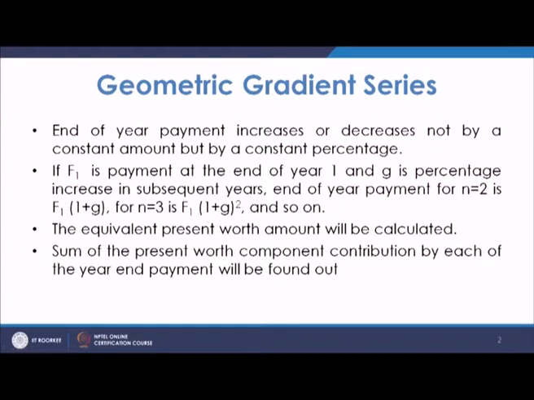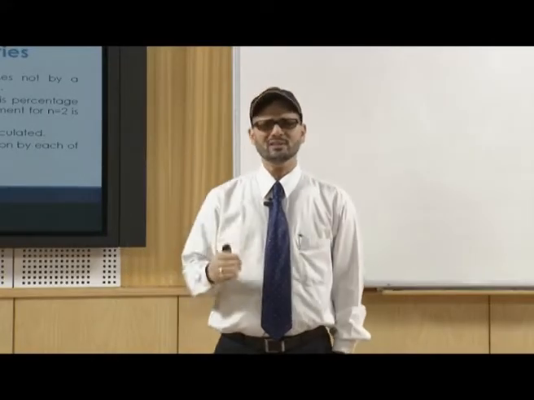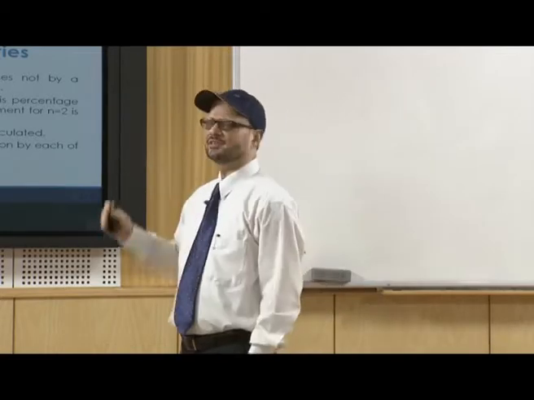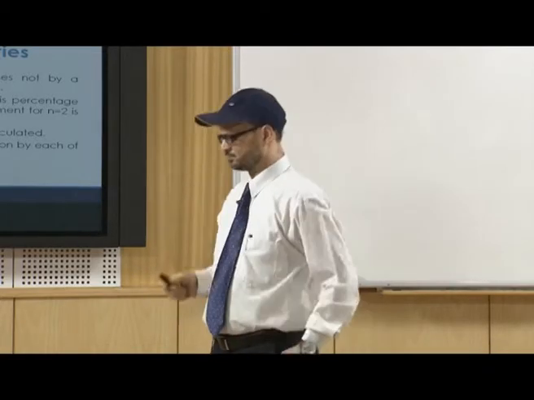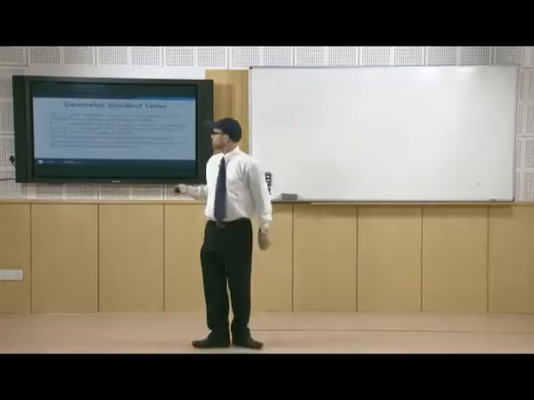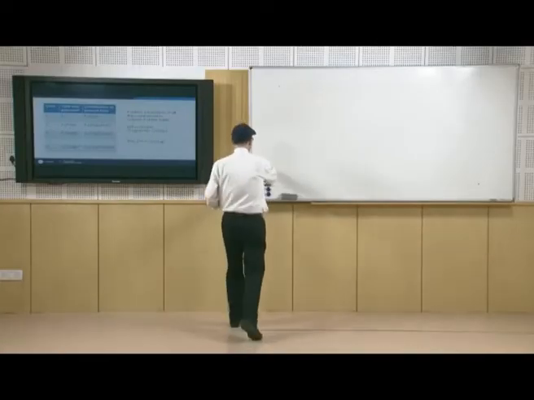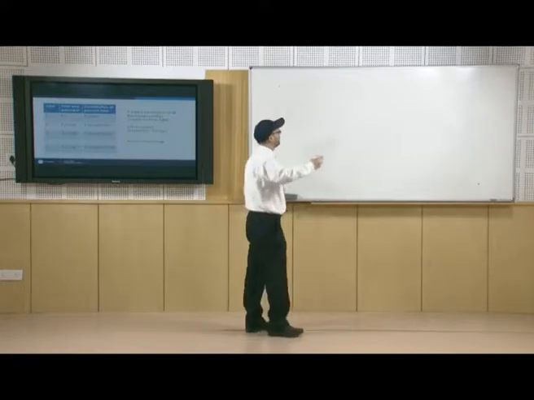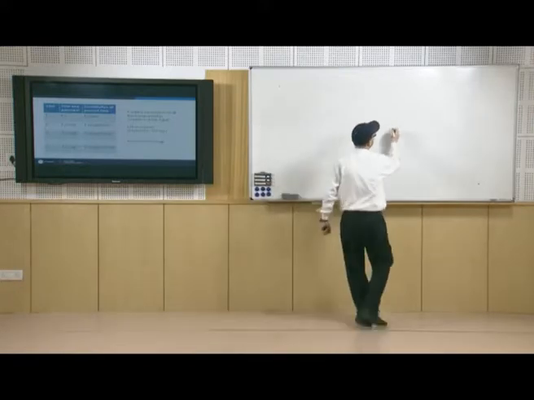Now, in this case we have to find an equivalent cash flow diagram, and here basically we will try to find the equivalent present worth, and then we will try to find the expression in terms of the gradient series. So, let us see how this gradient series looks like. The cash flow diagram for a gradient series will look like this.